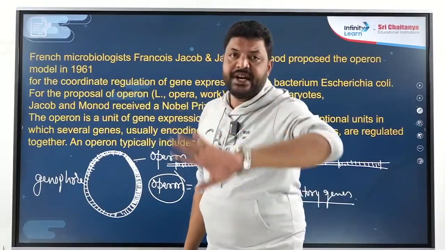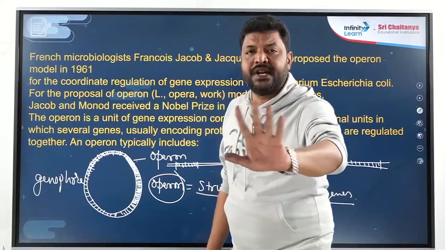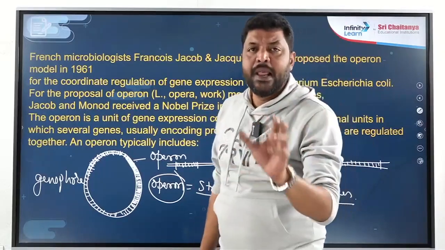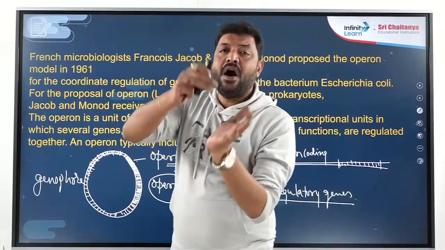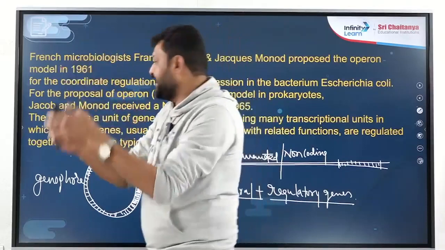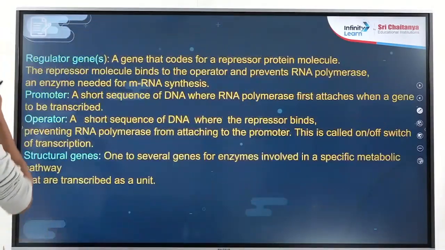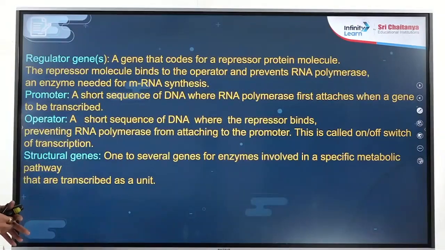And the second feature is that none of the DNA segments is useless; the entire DNA is useful. The second feature is that all genes concerned with a particular metabolism are present at one site only. That is called an operon. Clear? So an operon contains two types of genes, regulatory genes and structural genes.